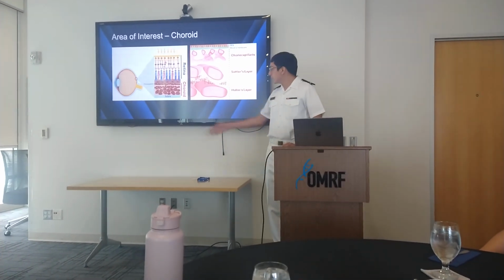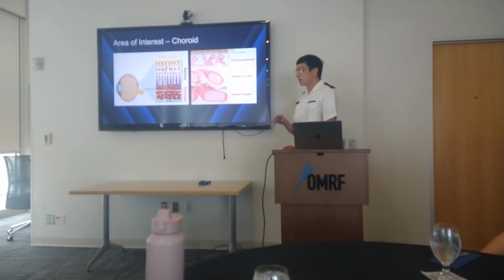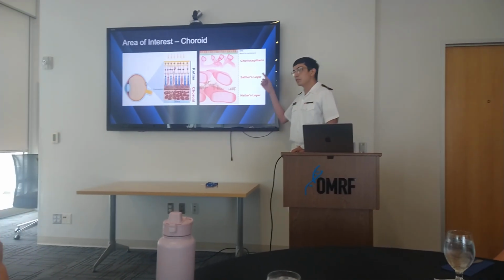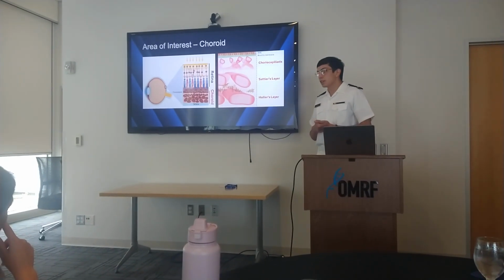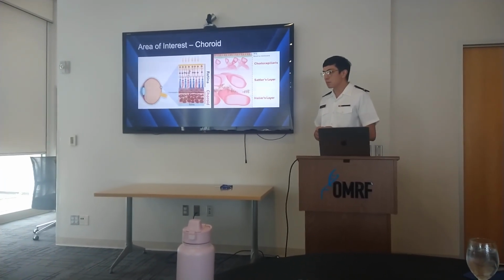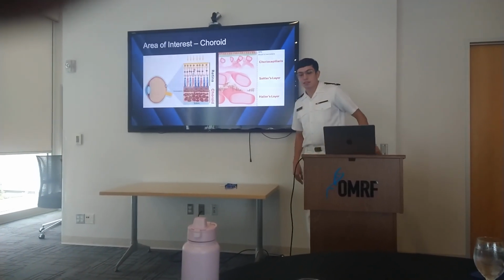The choroid itself, as you can see here, is made out of 3 different layers. It's composed of, first, closest to the retina, a layer called the choroid capillaris. These are all these smallest vessels in the choroid. The second layer in the middle is called Sattler's layer. It's composed of medium-sized capillaries. And the final layer, at the very back of the eye, is called Haller's layer.